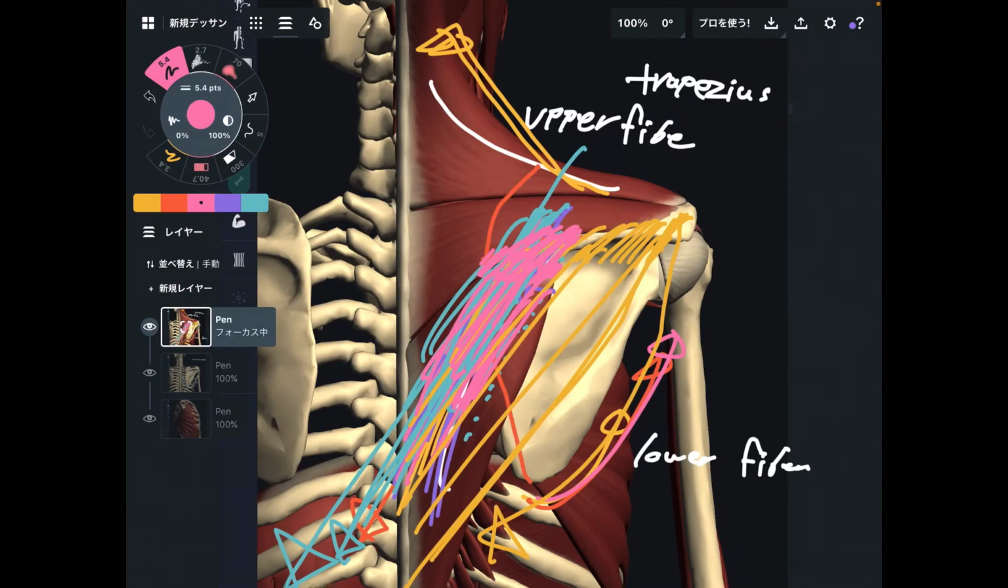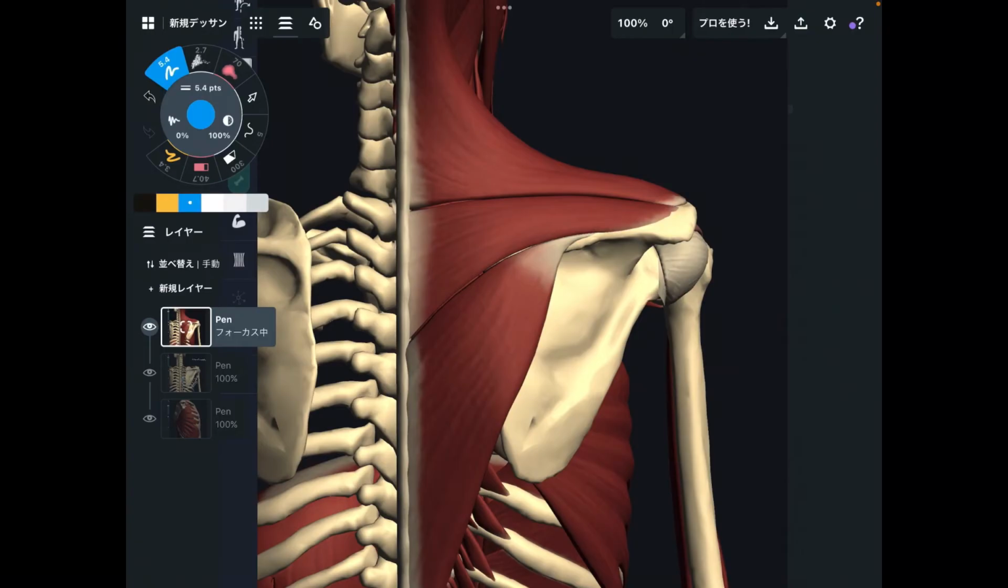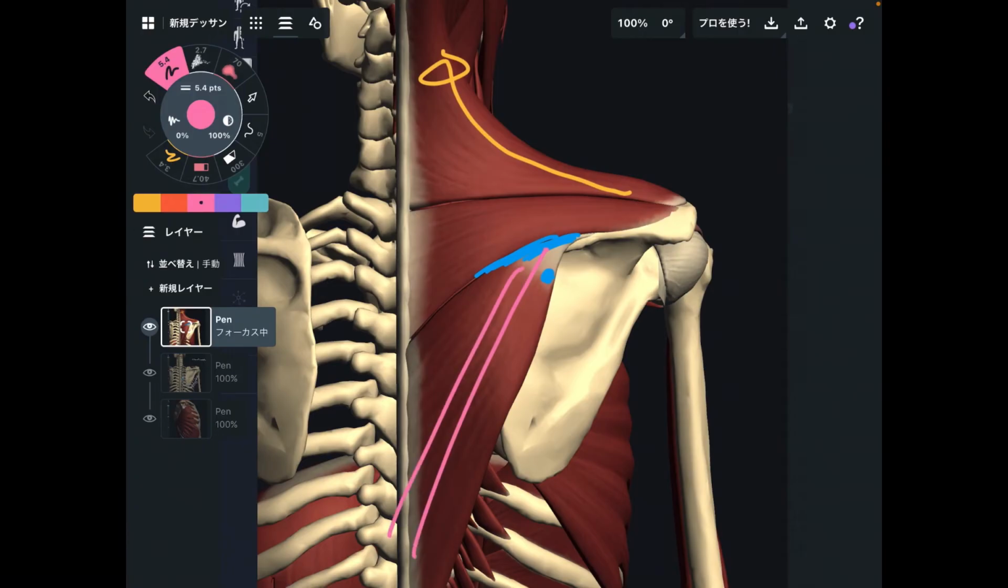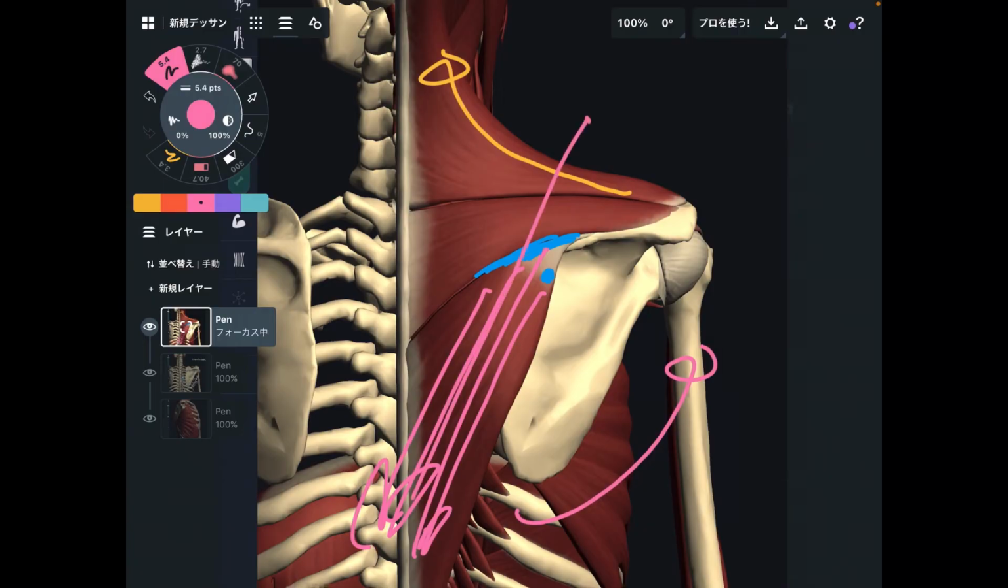Very, very important. Let me erase this color, then let me explain again. Alright, once again, axis of rotation is about here. Then upper fiber does upward rotation. That's easy to visualize. How about lower fiber? Lower fiber attaches to about this part. Then when lower fiber pulls scapula this way, then upward rotation happens. It's like this movement. Now it's a little bit easy to visualize from, like 3 minutes ago, don't you think? This is trapezius. Upper fiber and lower fiber do upward rotation.